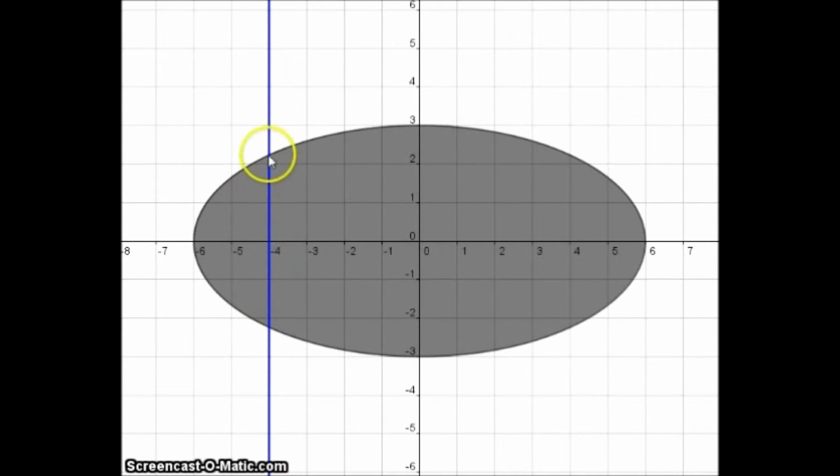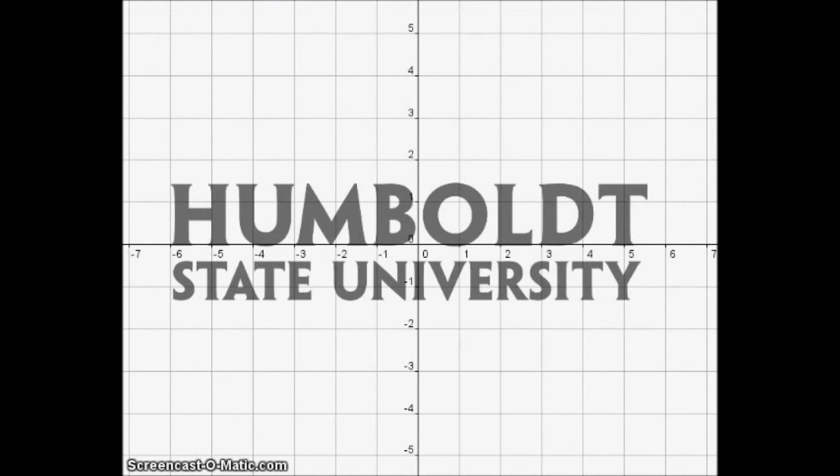That means all of these points have an x-coordinate of -4. This x-coordinate is repeated many, many times, infinitely many in fact. This means that this relation is not a function. It has failed the vertical line test.